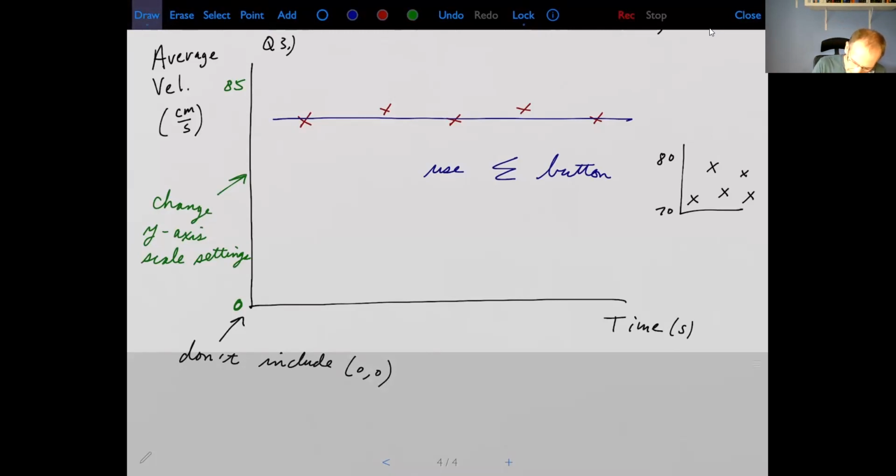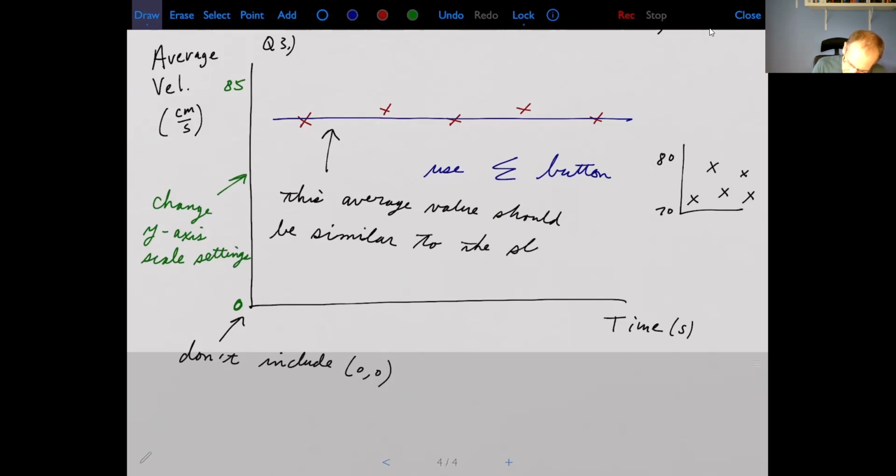So let me write that here. This average value should be similar to the slope value from the position versus time graph, because they're both representing the fact that the cart is moving at constant velocity.